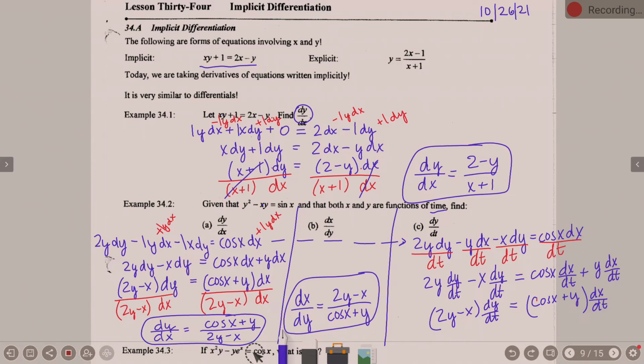What do we do to get dy dt by itself? Divide by 2y minus x. And if I can fit it in here, I'm going to have an answer of dy dt equals. Now, I'm going to make cosine x plus y divided by 2y minus x a fraction, and I'm going to just put the dx dt at the end of the fraction. So I'm going to have this as cosine x plus y divided by 2y minus x, and then times my dx dt at the right. I do in my notes have parentheses around the main fraction. I'm not sure you'd have to have those parentheses around the main fraction, but I do. Okay.